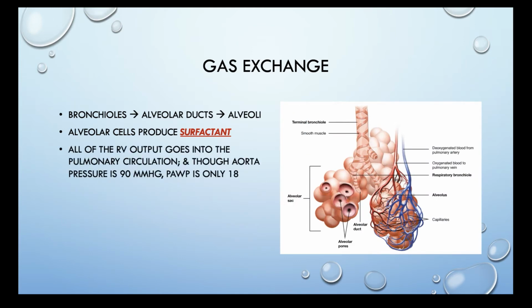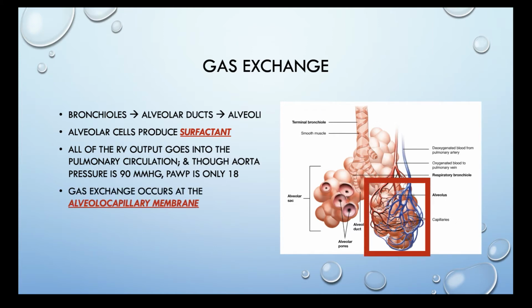All right, so when we talk about moving the blood in and out, all of the output from the right ventricle goes directly into the pulmonary system, nowhere else. And what's interesting is that the right ventricle and the left ventricle have a heartbeat and they squeeze at the same time. Even though they do, the right ventricle only has a pressure of about 18 in the pulmonary artery, where the aorta is 90. So it's really interesting. The pulmonary system is a very low pressure system.